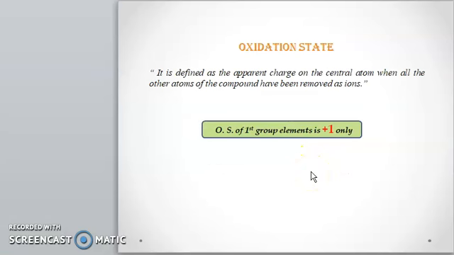Then the next one is the oxidation state. These alkali metals, or first group elements, have an oxidation state of +1. These show only the +1 oxidation state. Why? Because they have only one outermost electron in their outermost shell, which is loosely bound, only one, so they can easily lose their one electron. That's why these show only the +1 oxidation state.